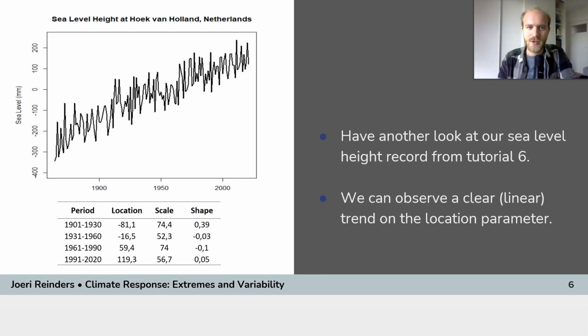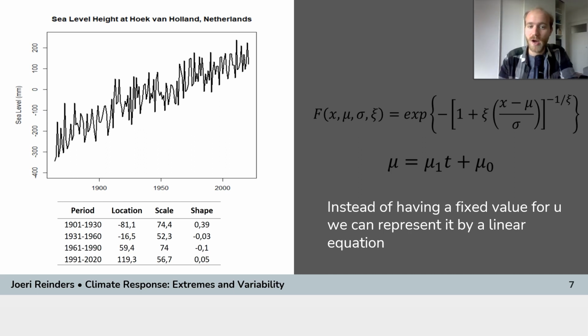Here you see our record of Hoek van Holland that we showed you in tutorial 6. We see that it increases over time. There seems to be a linear trend in there. You can actually see that linear trend in the location parameter itself. If you have a close look at those numbers, you'll notice that about 70 millimeters is added over every 30-year period. It's the same step that's added in every period, so linear. So let's assume that our location parameter has a linear trend.